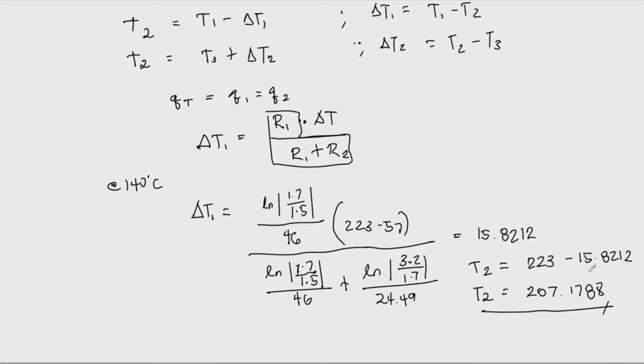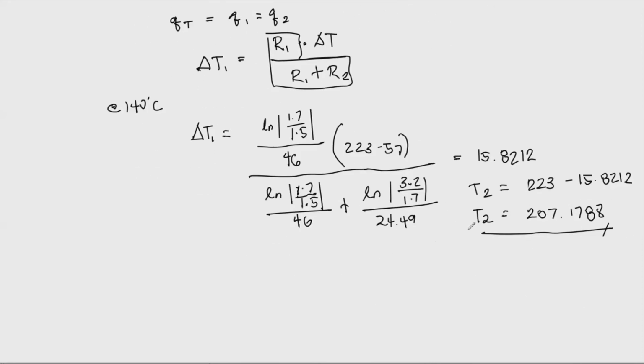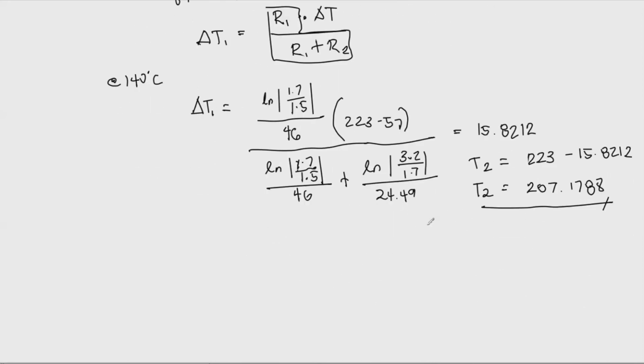Now, this 207.1788, is it closer to 140? Is it closer to the average of T2 and then T3? Or is it closer to T3? So I think you already have the answer for that. Because if we wanted to solve for the average using this T2, what we'll get here is 207.1788 added with 57, then divided by 2. The answer here would be equal to 132.